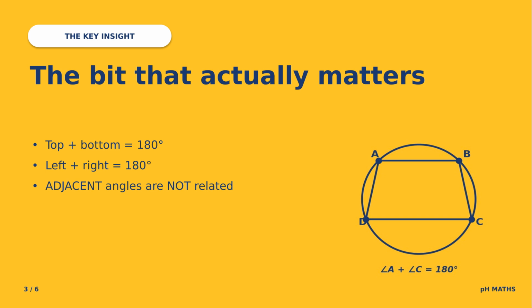Key insight: the opposite angles add to 180. Top vertex plus bottom vertex equals 180. Left vertex plus right vertex equals 180. Two opposite pairs, two 180 sums. The adjacent angles are not related by this rule, only the opposite ones.